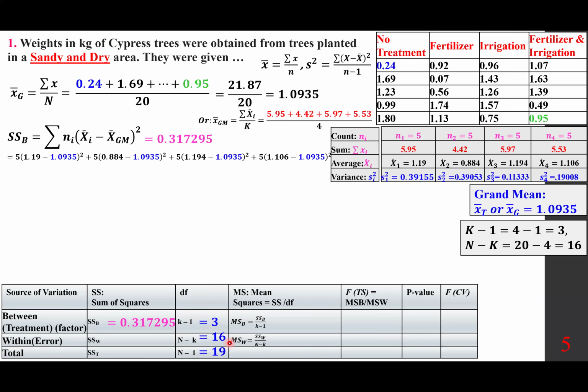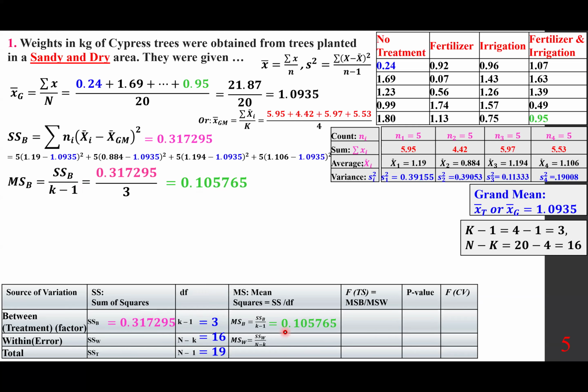So let's calculate this MS, the mean square or the variance. So divide this number by this number. So SSB divided by k minus 1. So this number divided by 3 gives us 0.105765. That goes here.